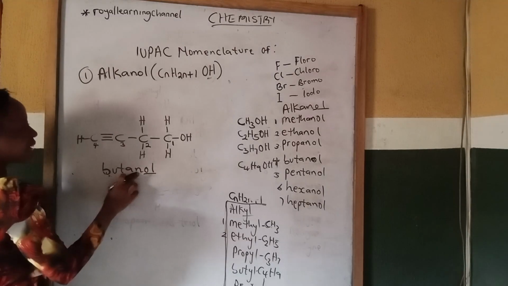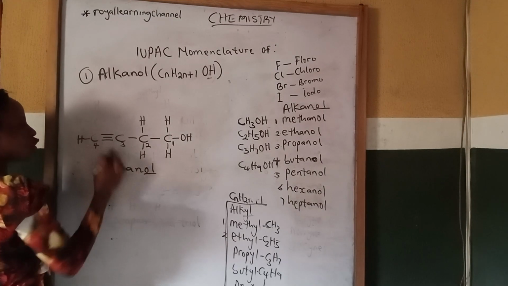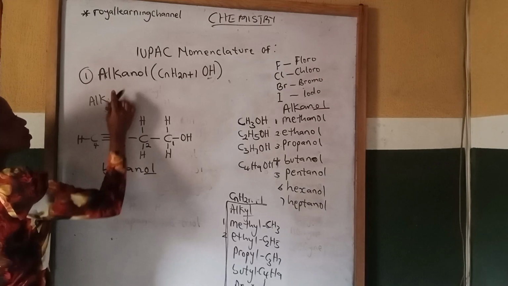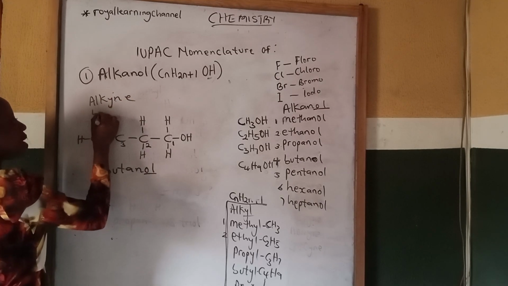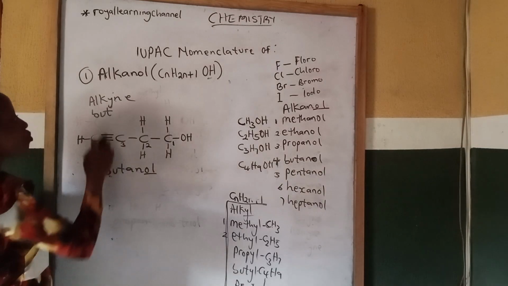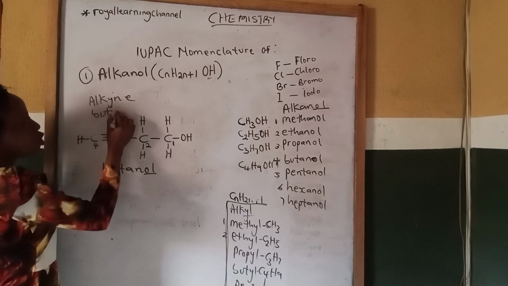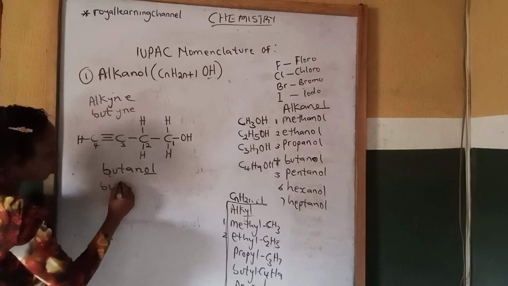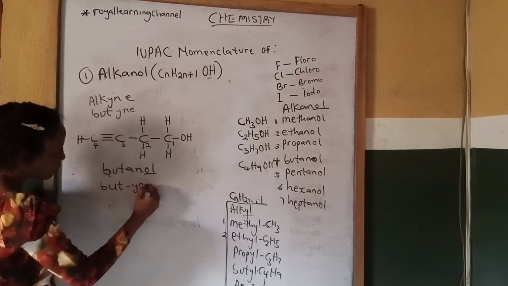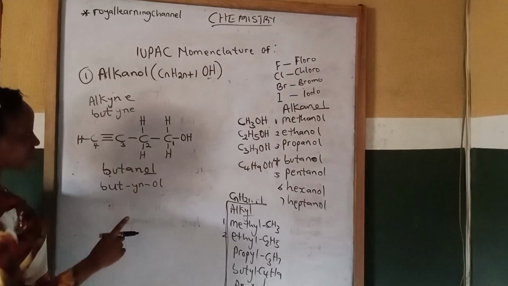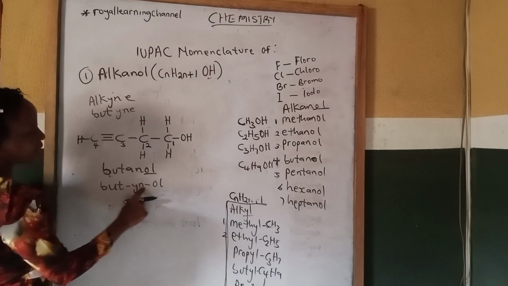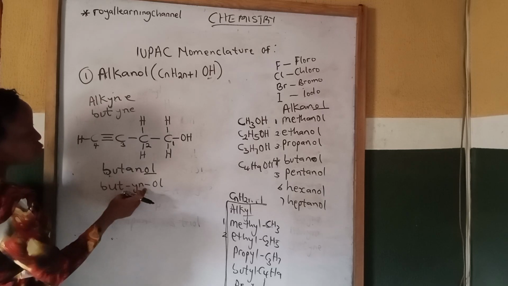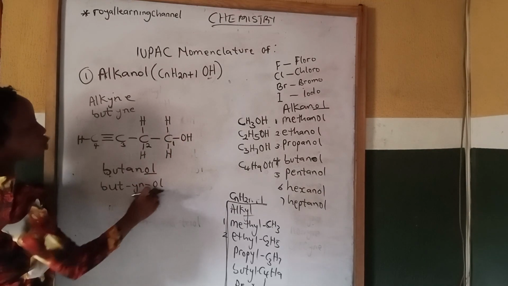Then the ol. And at the same time, we have ine in our structure. Don't forget that under alkyne, the 4th member starts with but. The prefix for the 4th member is but. Then you add ine. So we write but, ine, and ol, because we are having 3 things now. So we remove the e at the back of ine. Ine is the triple bond. Then we have ol from this structure.